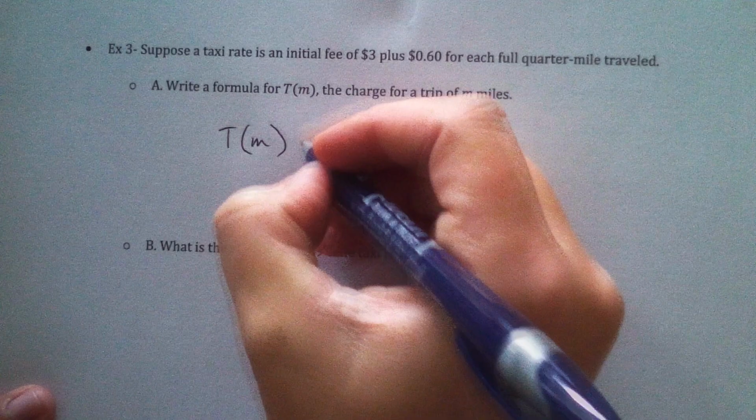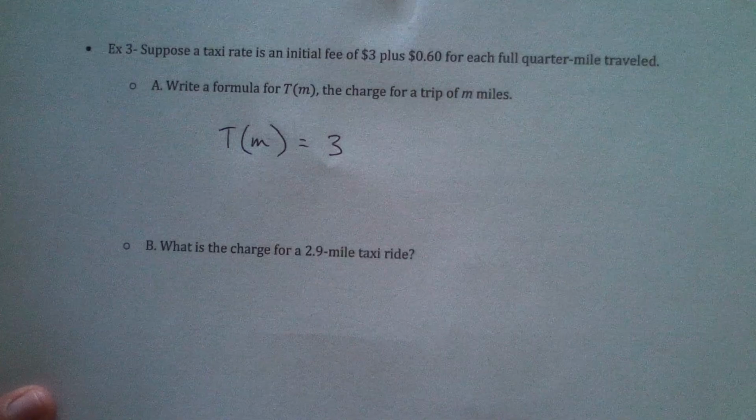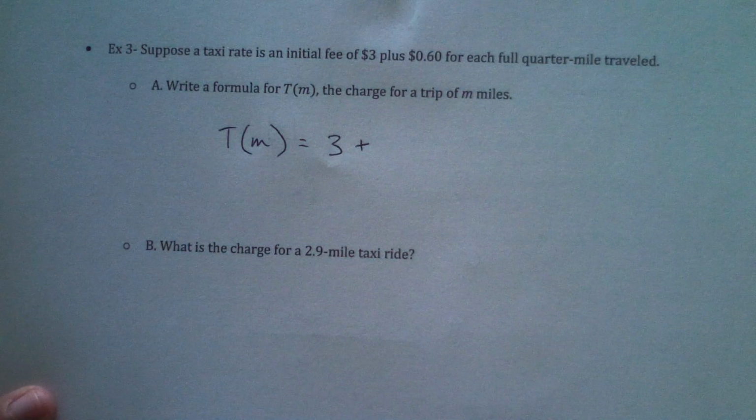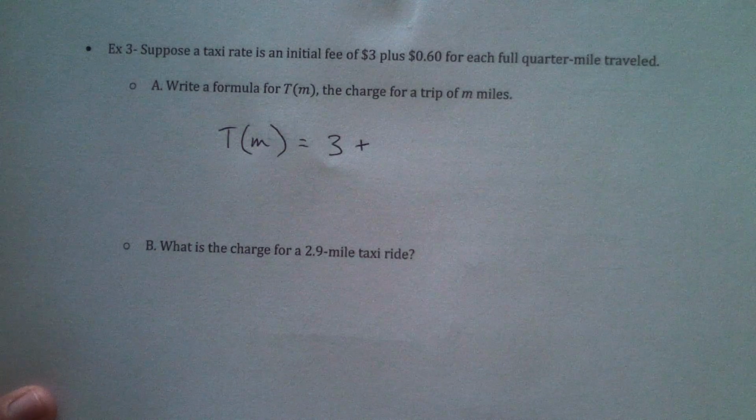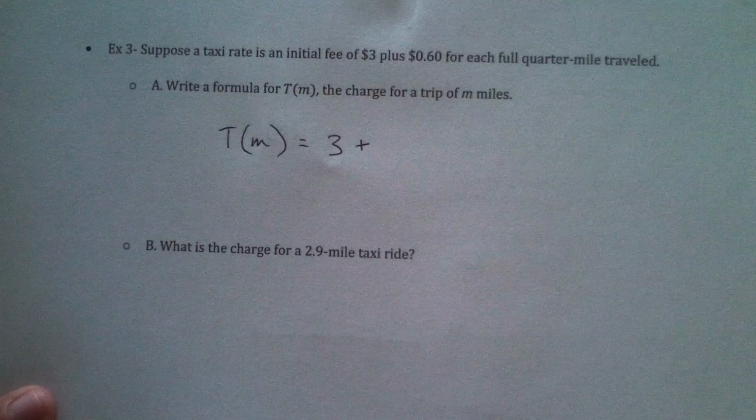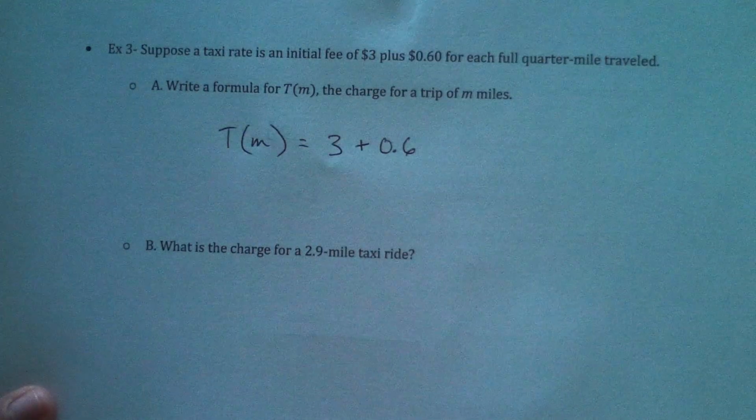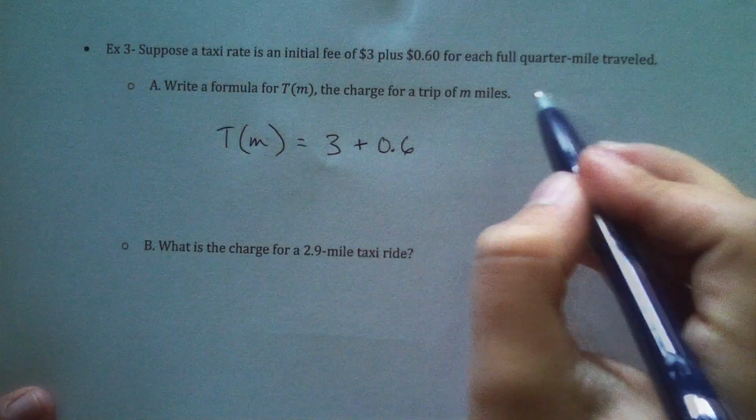Because it says up to each full quarter mile. Okay, so that's kind of our initial setup there. And then again, we had to use that because it's the quarter mile traveled. So now what we want to do is, it says, what is the charge for a 2.9 mile taxi ride? So where do you think that 2.9 is going to go? In for our M, right? So you just take that 2.9, put it into the M.